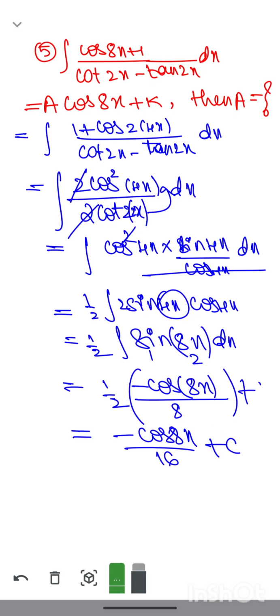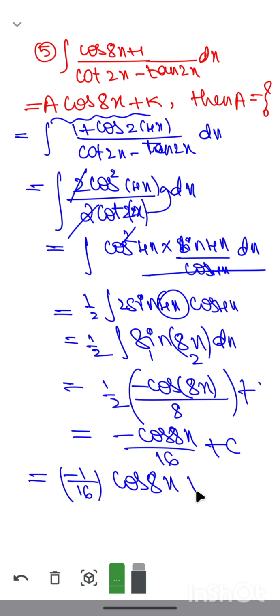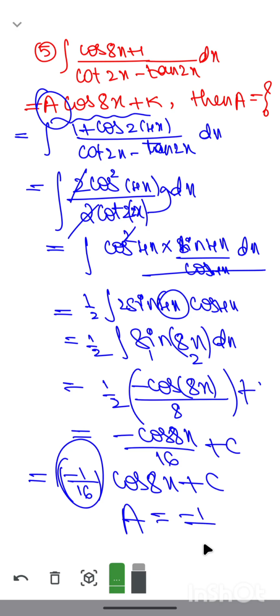Okay, now when I compare the given answer with the actual solution as it is given in the RHS, can I write this one in the form of minus 1 by 16 into cos 8x plus c. So what do we have in place of a? In place of a we have the value of a as minus 1 by 16.